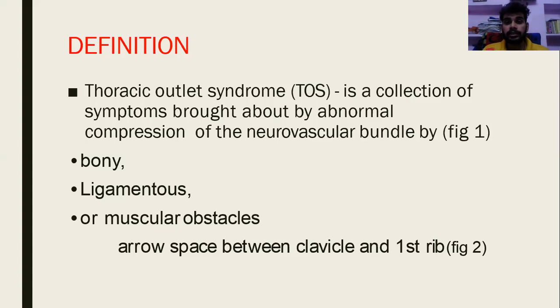In neurovascular bundles, basically we divide the obstructors into three parts: first, bony, second, ligamentous, and third, muscular. Now we know about thoracic outlet syndrome, and now we know about the thoracic outlet space. The space between the clavicle and the first rib is known as the thoracic outlet space.